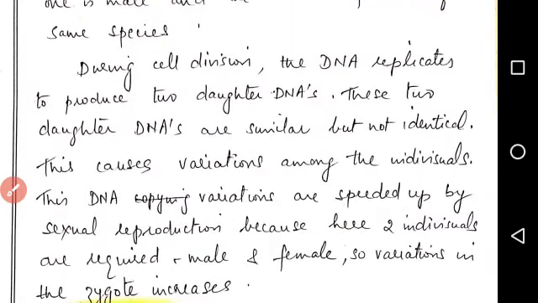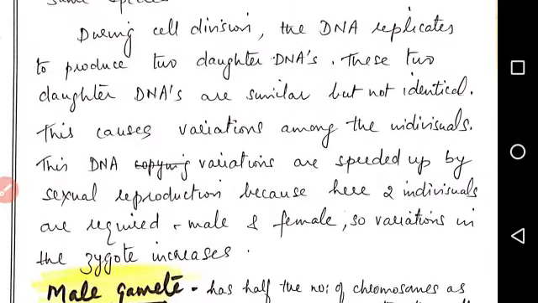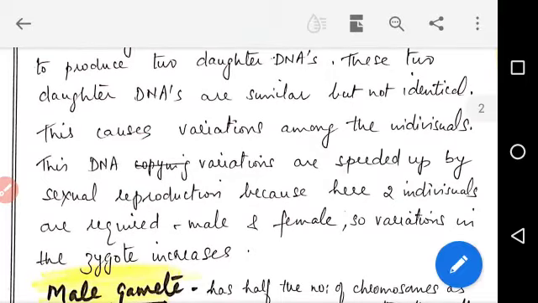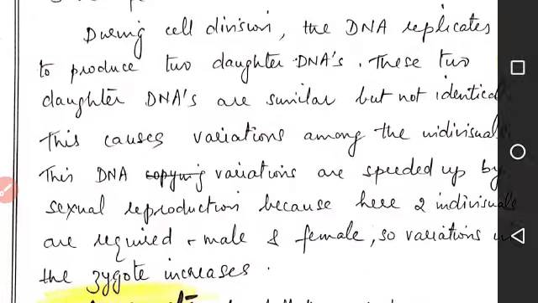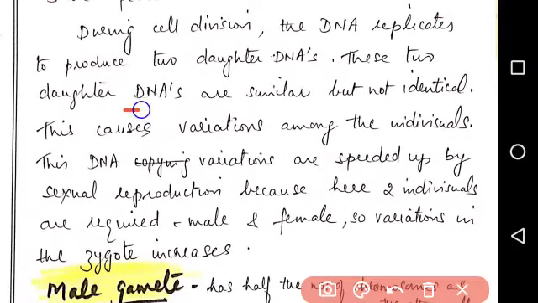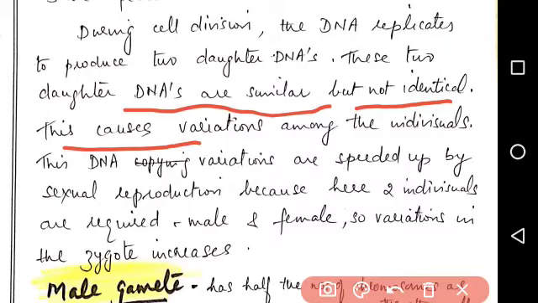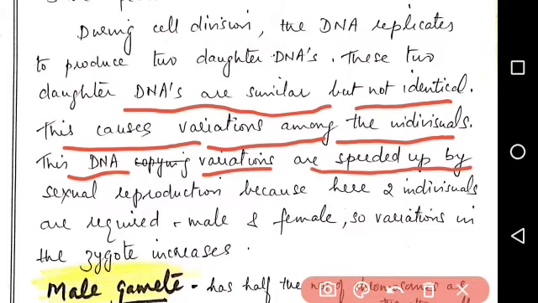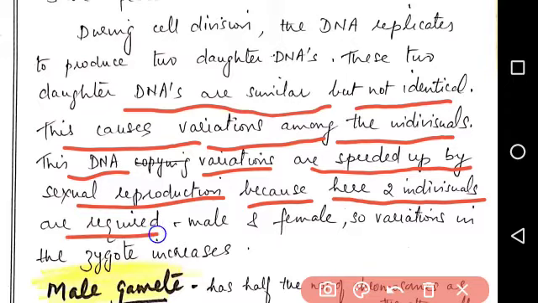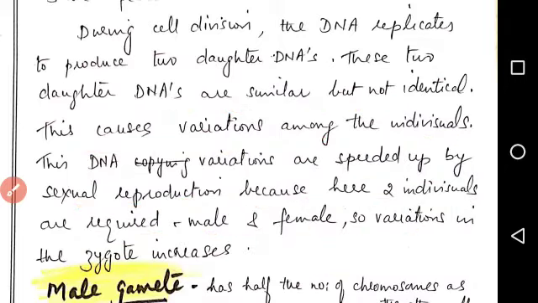During cell division, the DNA replicates to produce two daughter DNAs. These two daughter DNAs are similar but not identical. This causes variations among the individuals. These DNA variations are speeded up by sexual reproduction because here two individuals are required, male and female. So variations in the zygote increase.